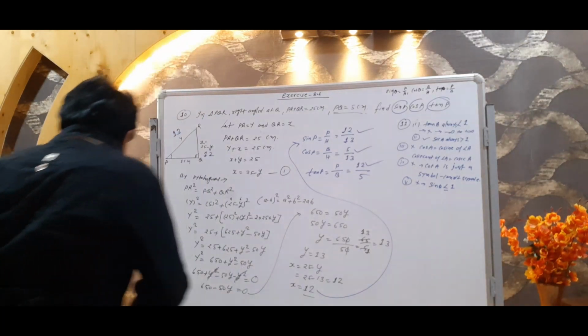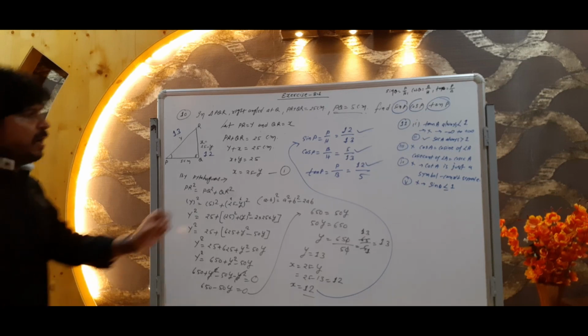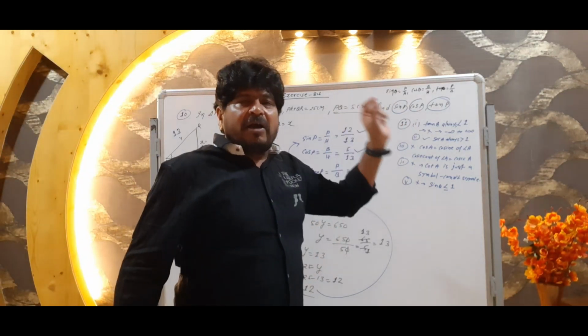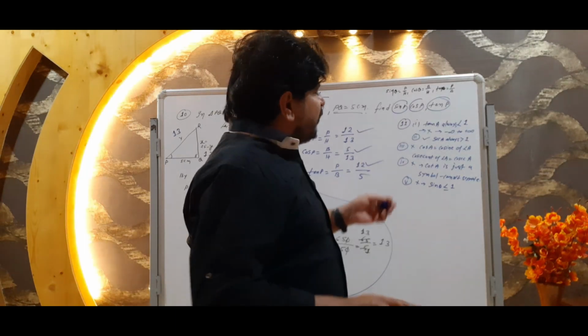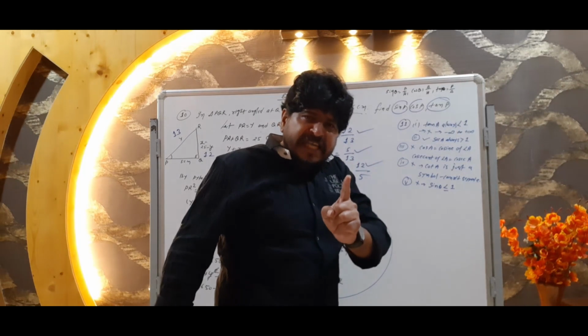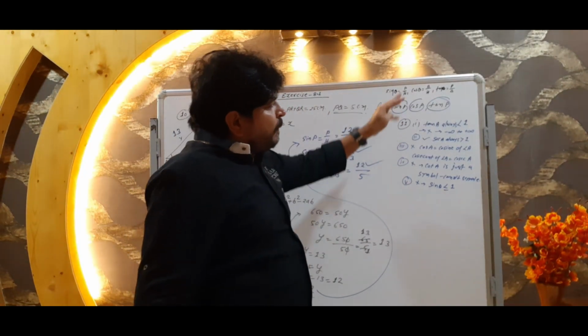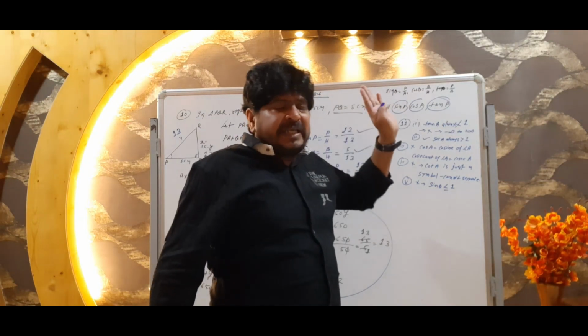So let's start, guys. First question I am going to clear for you. In the first question they are asking: the value of tan A is always less than 1. If we look at it, this is a false statement. The reason is very simple. It is false because the value of tan A is not always less than 1.